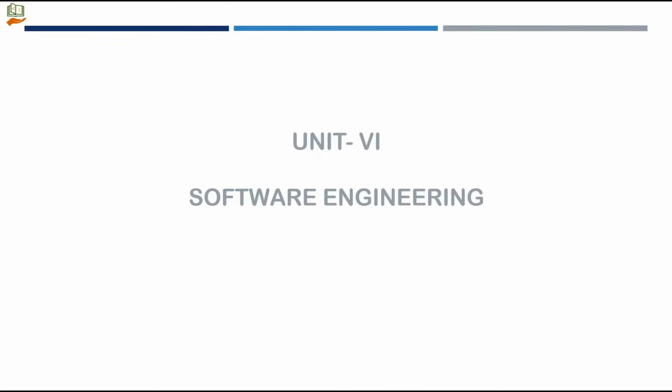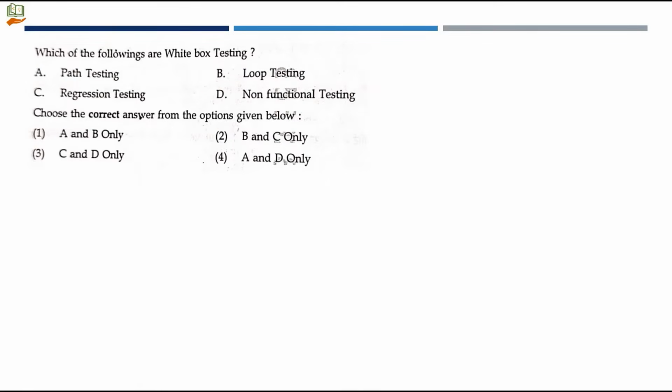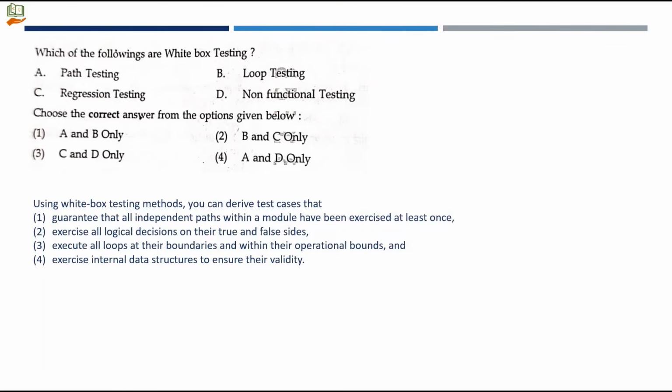Let's solve Unit 6 Software Engineering questions. Which of the following are white box testing? What do we have in white box testing? You can derive test cases that guarantee all independent paths within a module have been exercised at least once, all logical decisions on their true and false sides, execute all loops at their boundaries and within their operational bounds, and exercise internal data structures to ensure their validity.